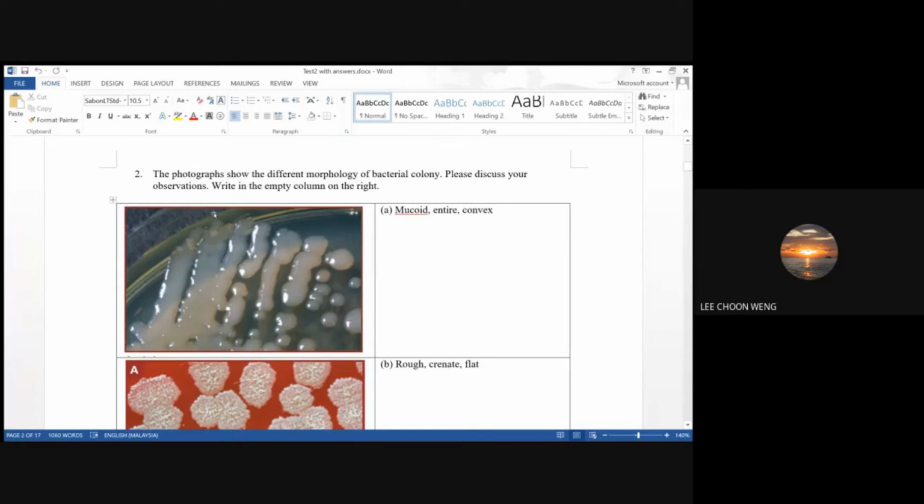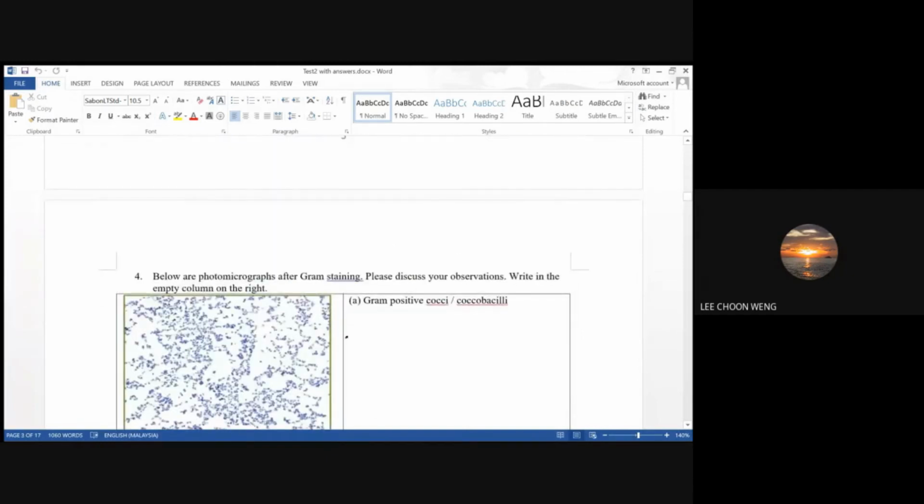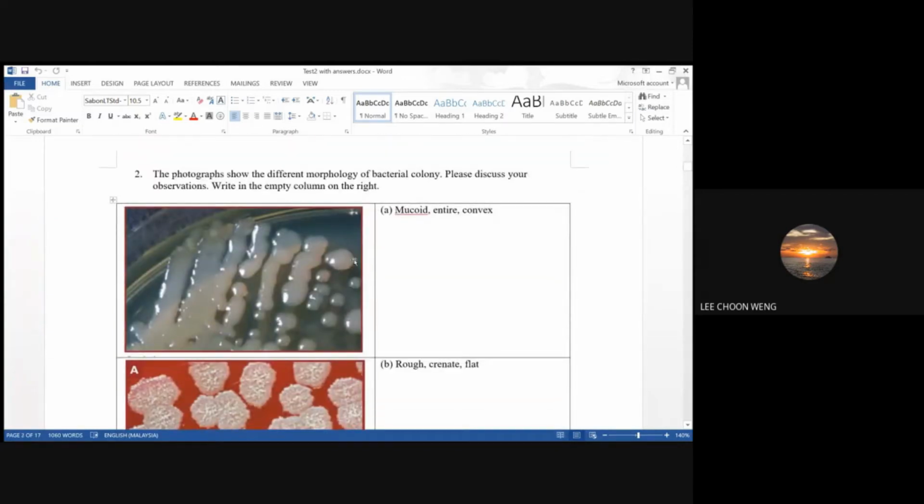Then here shows the different morphology of bacterial colony. So here you need to know the difference between a colony and a cell. Okay, so these are bacterium cells. Okay, cells. Each of them are bacteria. Here are colonies, colony forming units. So lots of bacteria in one colony.